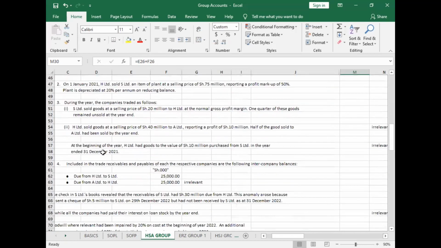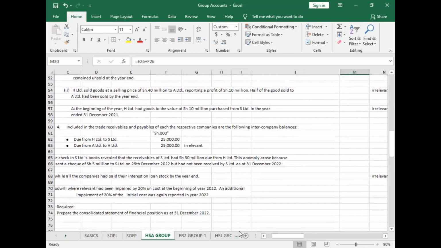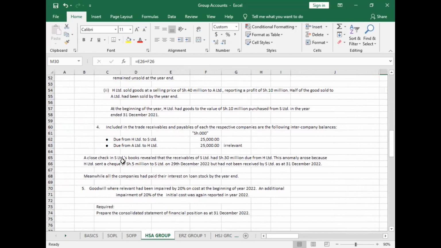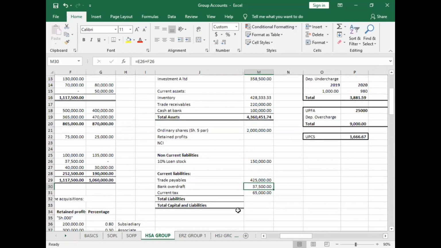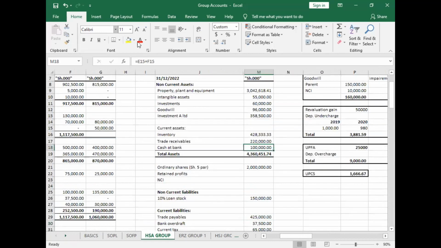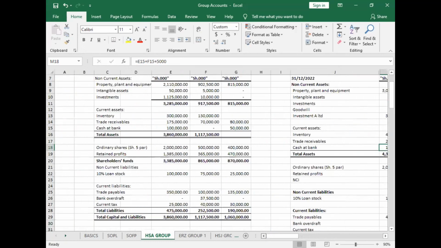Then, so here, a close check, isn't it? A close check in S Limited's books reveals that the receivable of S Limited had 30 million due from H. This anomaly arose because H sent a check of 5 million to S Limited on the 25th. So cash in transit first, we will add to our cash 5,000. So here our cash plus 5,000, and we less our receivables, minus 5,000, isn't it? Then we go back to the question.